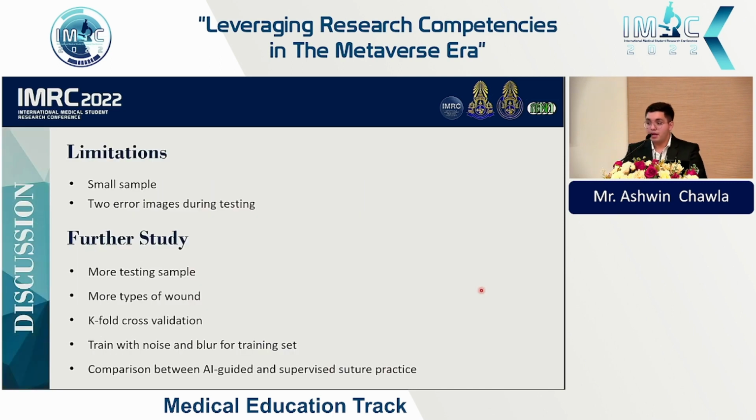So despite having really good results and an F1 score, we had two images where some of our limitations were that we had a small sample, and we had two error images during our testing set, which then evaluated as negative data. So this warrants further study using more testing samples, more types of wounds. We may use k-fold cross-validation and train with noise and blur for the training set. And lastly, we would like to compare between AI-guided and supervised suture practice.